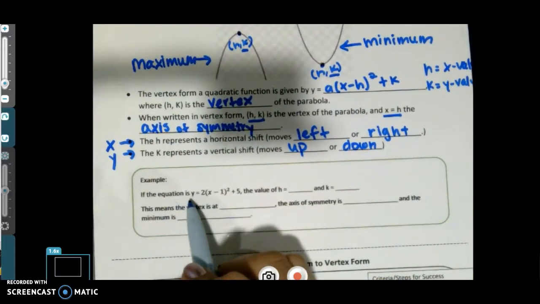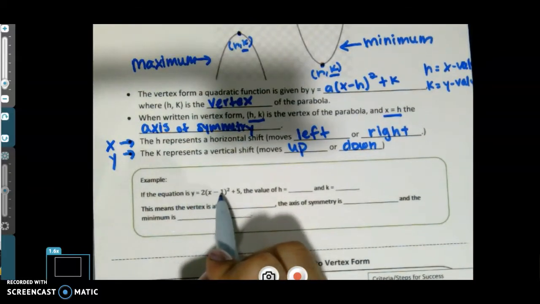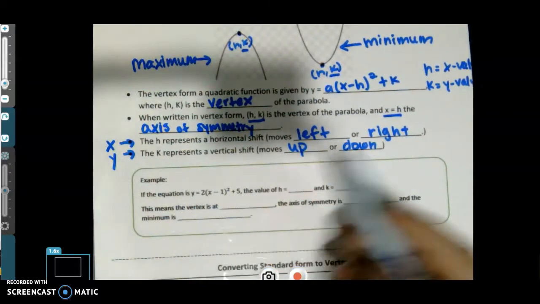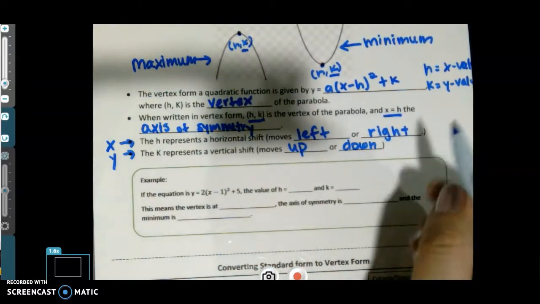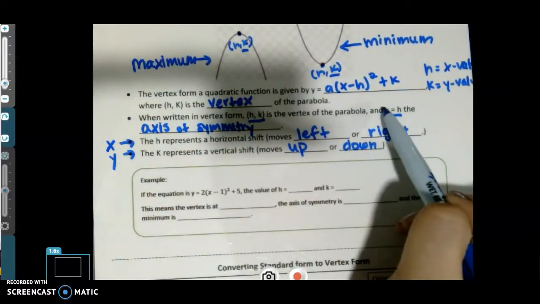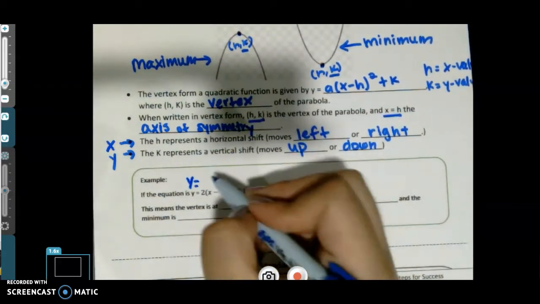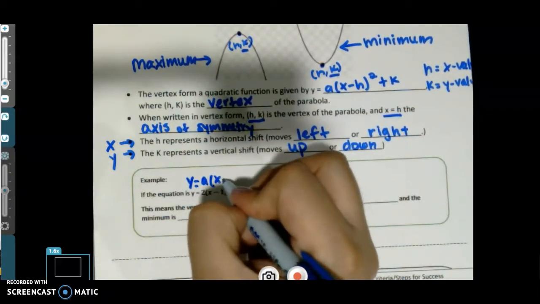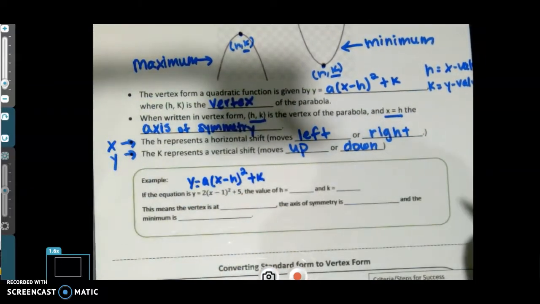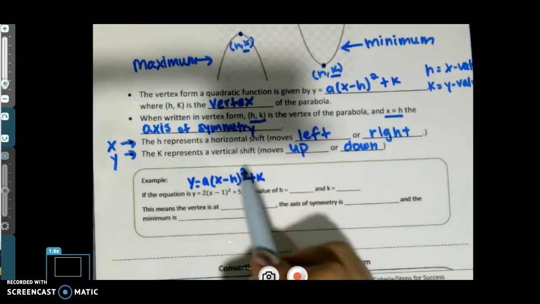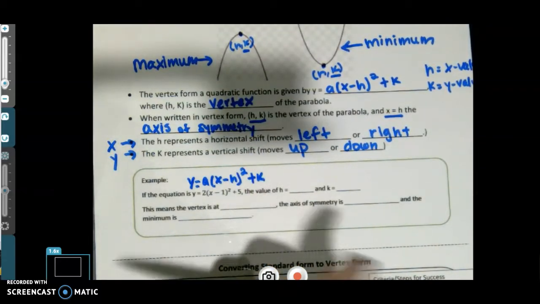So here, if the equation is y equals 2 parentheses x minus 1 parentheses squared plus 5, what is the value of h and k? So what I want to do first is I actually want to write my vertex form, okay? So we can compare it and see what was substituted. So y equals a parentheses x minus h to the power of 2 plus k. So let's look very closely here. So yes, there's an a coefficient right here. There's the a value. So we get a is 2.